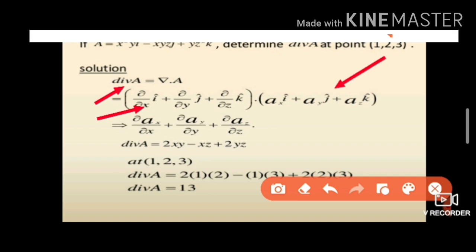So put the values of del and the value of A. If we take the dot product, then we get dou by dou x, dou Ax by dou x plus dou Ay by dou y plus dou Az by dou z. Now to take the derivative of Ax with respect to x, what is Ax here? The coefficient of i cap is Ax.